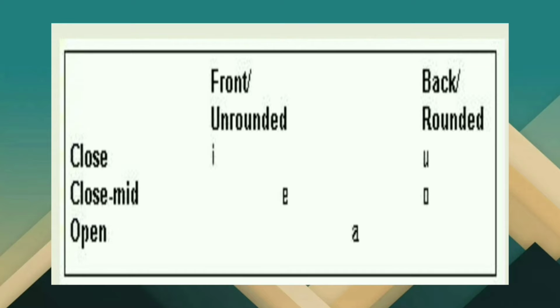In symmetrical patterning, we have a table here: the front rounded, back rounded, and the closed, mid, open. In the vowel i, your mouth is closed. In the vowel e, your mouth is closed mid, it is open a little, and then your mouth is obviously open. While for the u, your mouth is closed, and for the o, your mouth is open slightly.